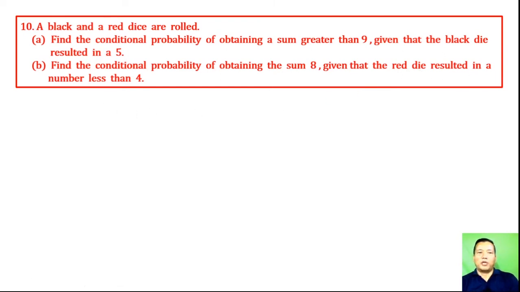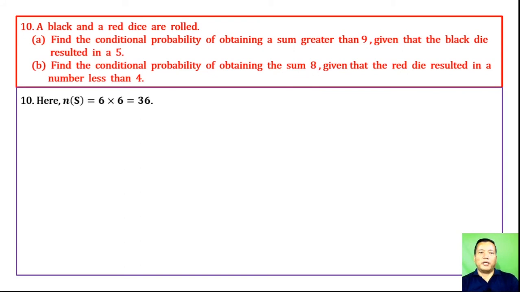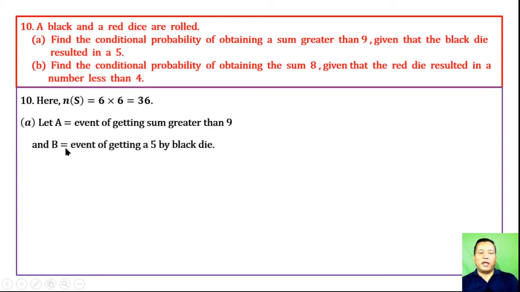The red die shows a number less than 4. Here the sample space S has 6 into 6, 36 outcomes. Let A be the event of getting a sum greater than 9, and let B be the event of getting a 5 on the black die. Then A has outcomes 4 6, 5 5, 5 6, 6 4, 6 5, 6 6. A is the event of getting a sum of 10, 11 or 12.